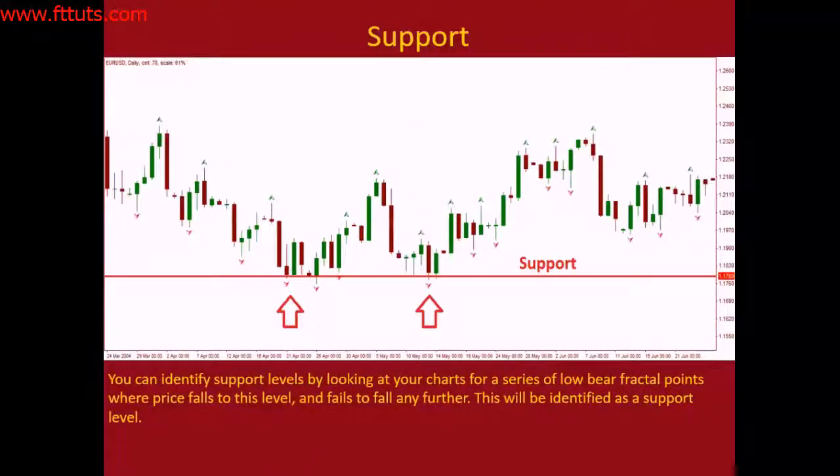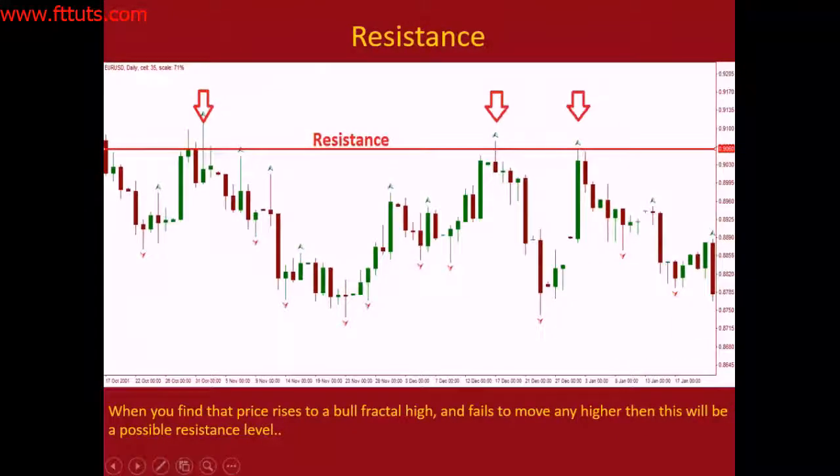You can identify support levels by looking at your charts for a series of low bear fractal points where price falls to this level and fails to fall any farther. This will be identified as support levels. And here you can see, shown by 2 arrows, the support level. When you find that price rises to a bull fractal high and fails to move any higher, then this will be a possible resistance level. You can see the bull fractals, and price failed to go any higher.